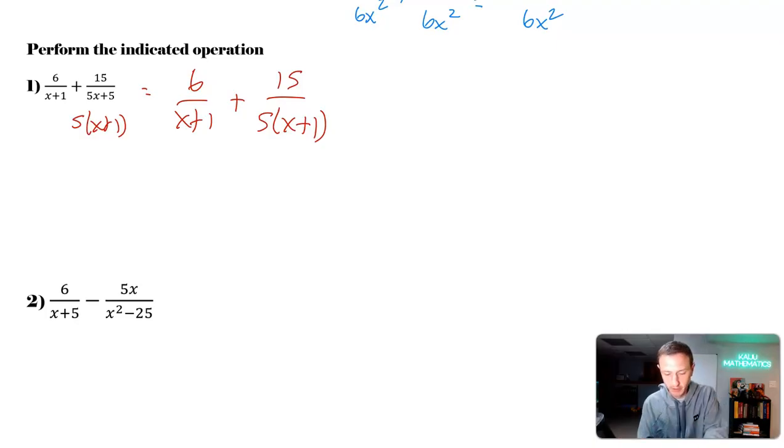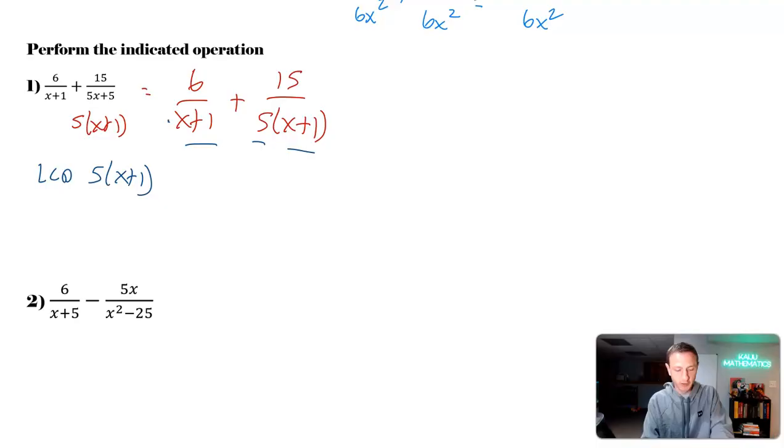From here, there are two ways of thinking about this, but I'm going to go the route of just making the fractions the same. If you see something else, have at it. But I'm going to just pretend like I'm not noticing something. So I'm going to find the LCD. That would be 5 times x plus 1, because this has a factor of 5, so they both need a factor of 5. Then they both already have that factor of x plus 1.